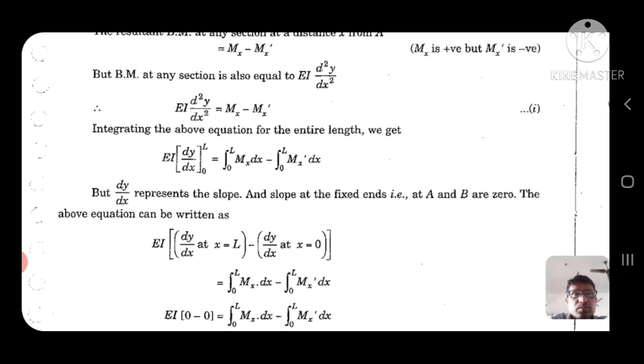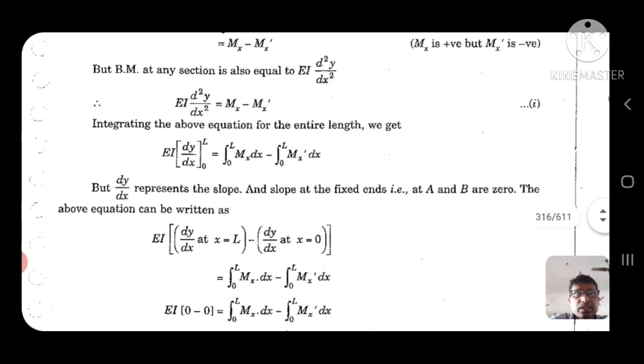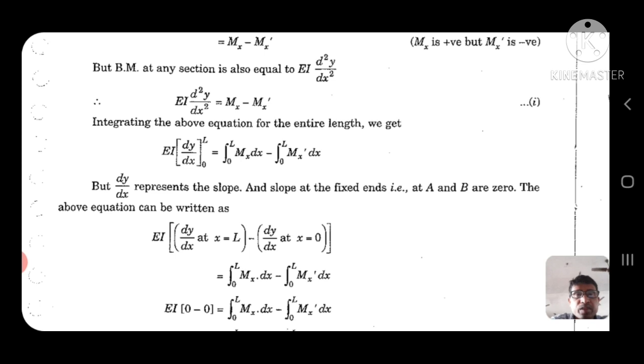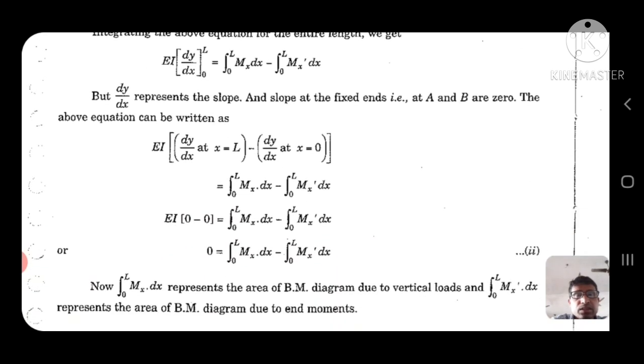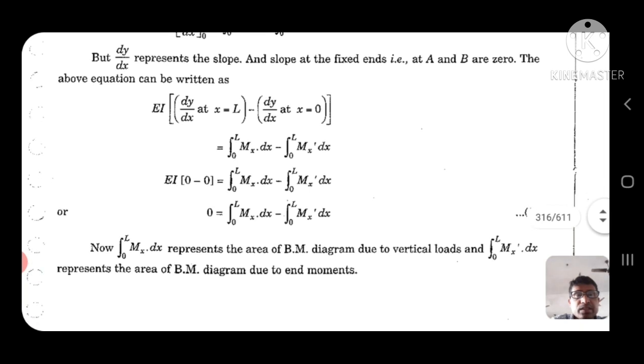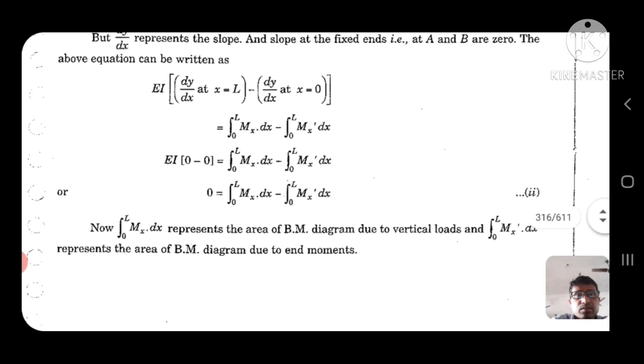Integrating the above equation for the entire length, we get EI dy by dx from 0 to L is equal to the integral from 0 to L of Mx dx minus the integral from 0 to L of Mx prime dx. But dy by dx represents the slope, and the slope at the fixed ends, that is A and B, is 0. The above equation can be written as EI times dy by dx at x equal to L minus dy by dx at x equal to 0, so that is equal to the integral from 0 to L of Mx dx minus the integral from 0 to L of Mx prime dx.